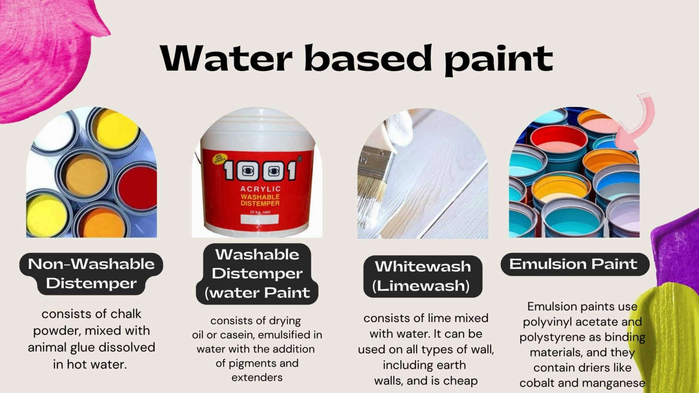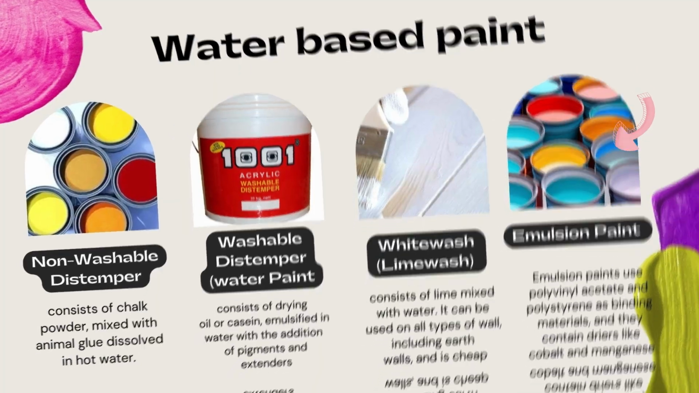Next is the emulsion paint. Emulsion paints use polyvinyl acetate and polystyrene as binding materials, and they contain dryers like cobalt and manganese. Emulsion paints are characterized by their fast drying and hardening, and surfaces can be cleaned easily with water.